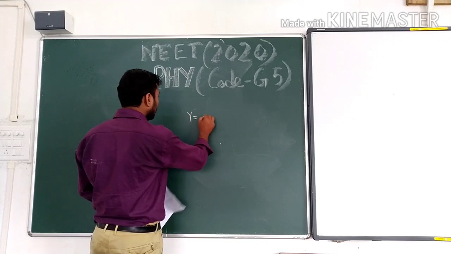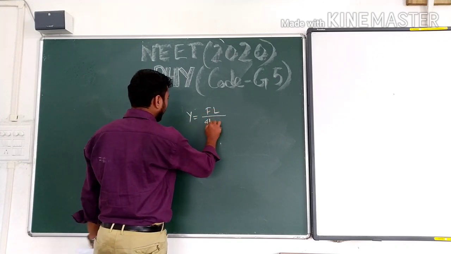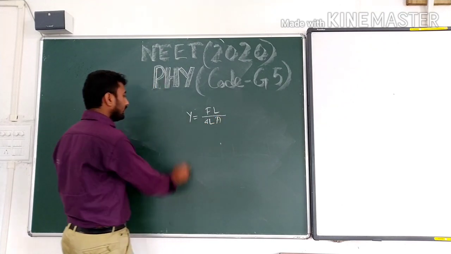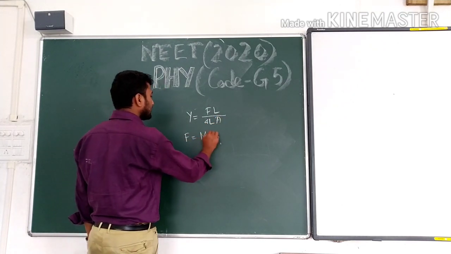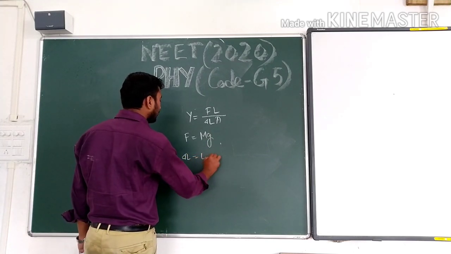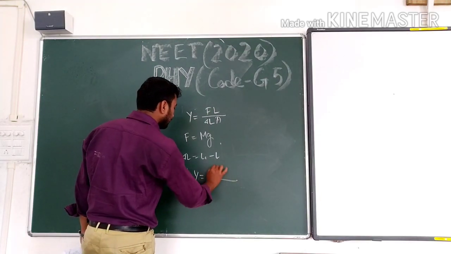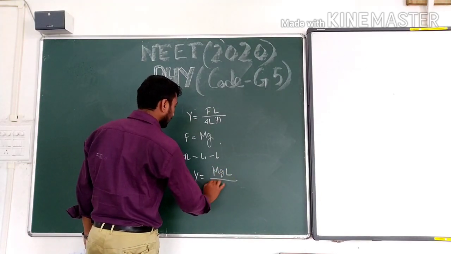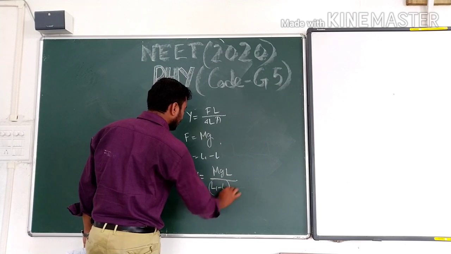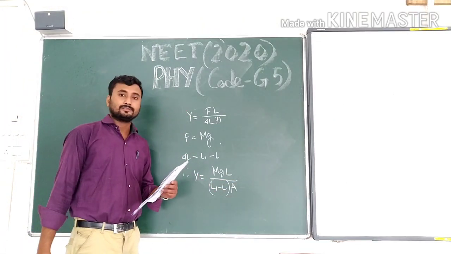Y equals F L by A delta L. Here F equals mass into acceleration due to gravity, right? And delta L will be L1 minus L. So therefore Young's modulus Y equals m g L by A into (L1 minus L). So option 3 is correct.